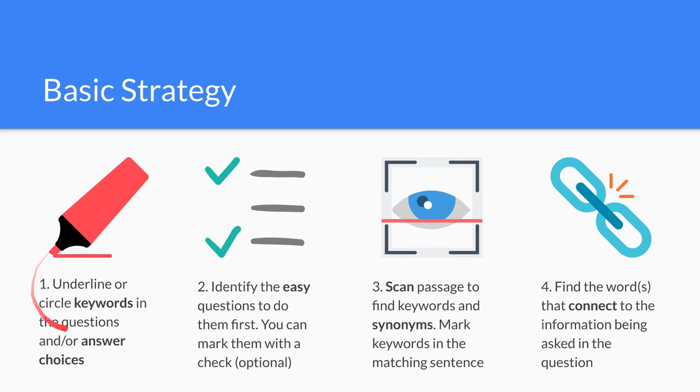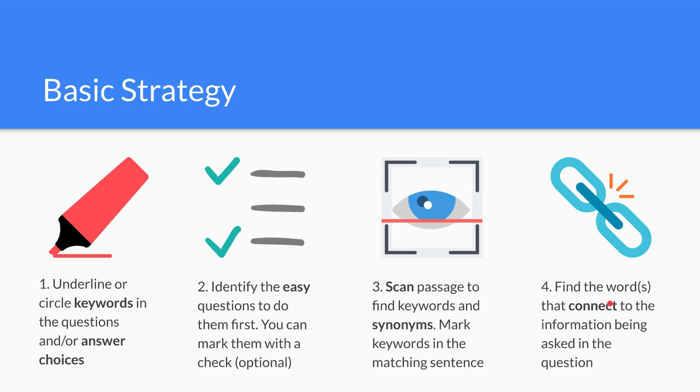So the first step you're going to do is mark the keywords. This time, the keywords can be in the questions, but also in the answer choices. You just have to find out which keywords are the easiest. Next, you can put a check mark next to the easy questions. You have to identify which of these questions is the easiest one and do the easy ones first. Next, you have to scan the passage and find your keywords or the synonyms for those keywords. And again, when we say keywords, we are talking about keywords from the question or from the answer choices.